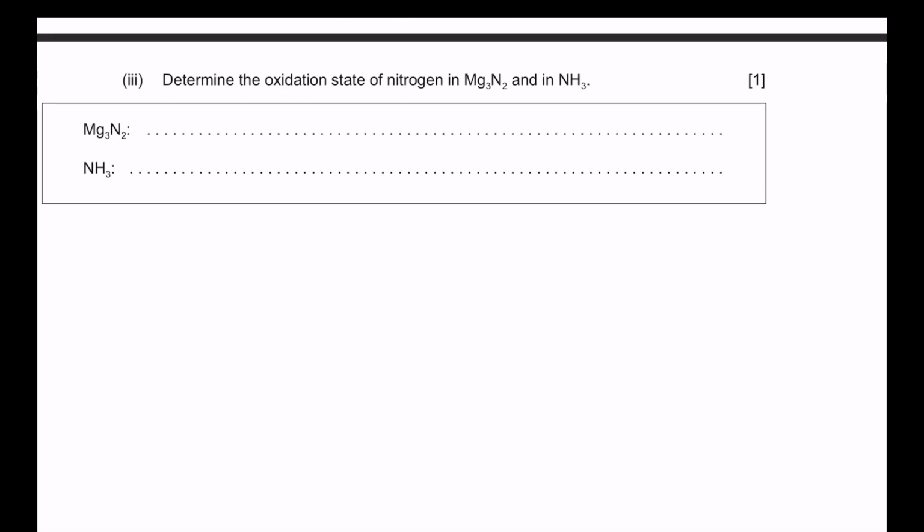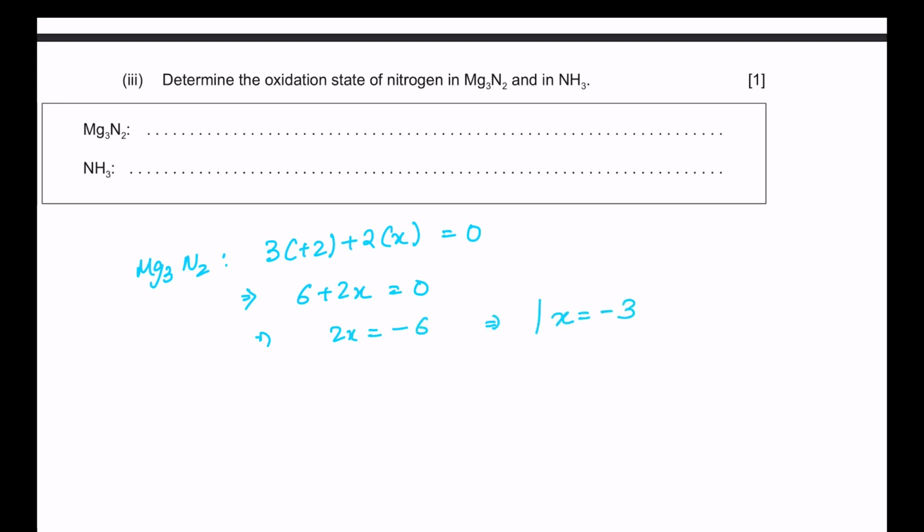Now moving on to the next part, we have to find the oxidation state of nitrogen in Mg3N2 and NH3. Let's do it for Mg3N2. We know that magnesium always has a +2 oxidation state. So 3 times +2. Let's assume that the oxidation state of nitrogen is X. Plus 2 times X, this will sum up to 0 because the net charge of this compound is 0. So 6 plus 2X equals 0. So 2X will be equal to -6. And simplifying, X will be equal to -3. So the oxidation number of nitrogen in Mg3N2 is -3.